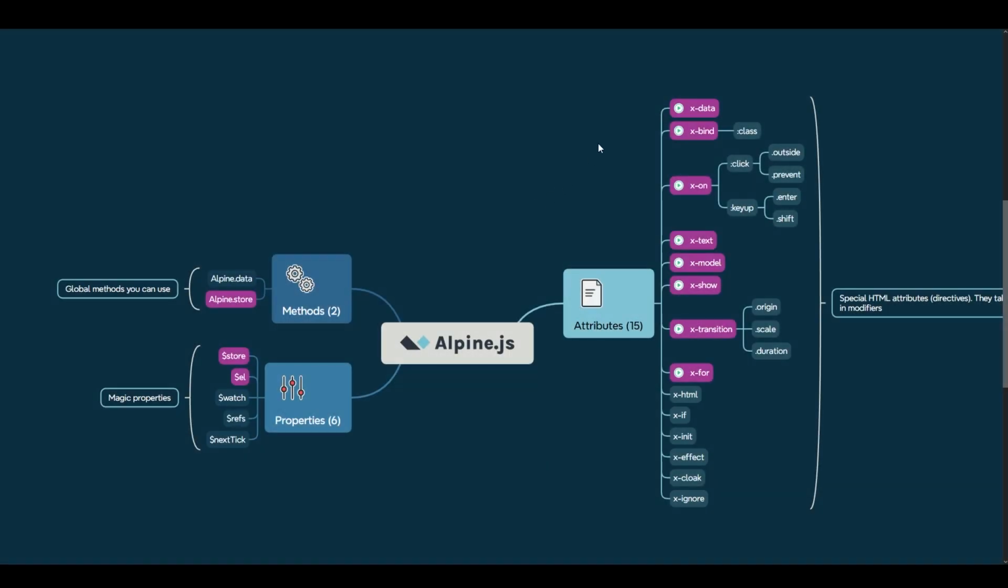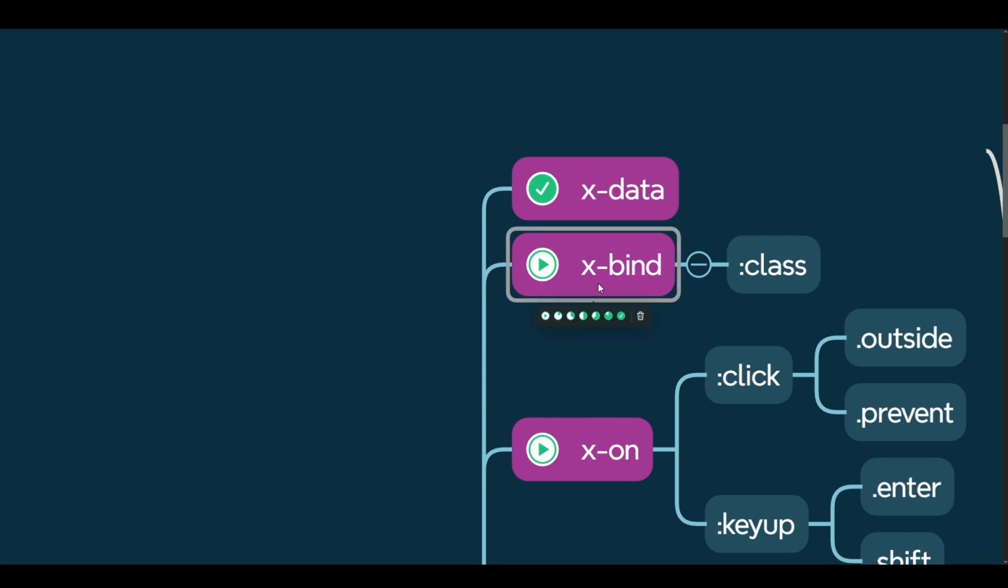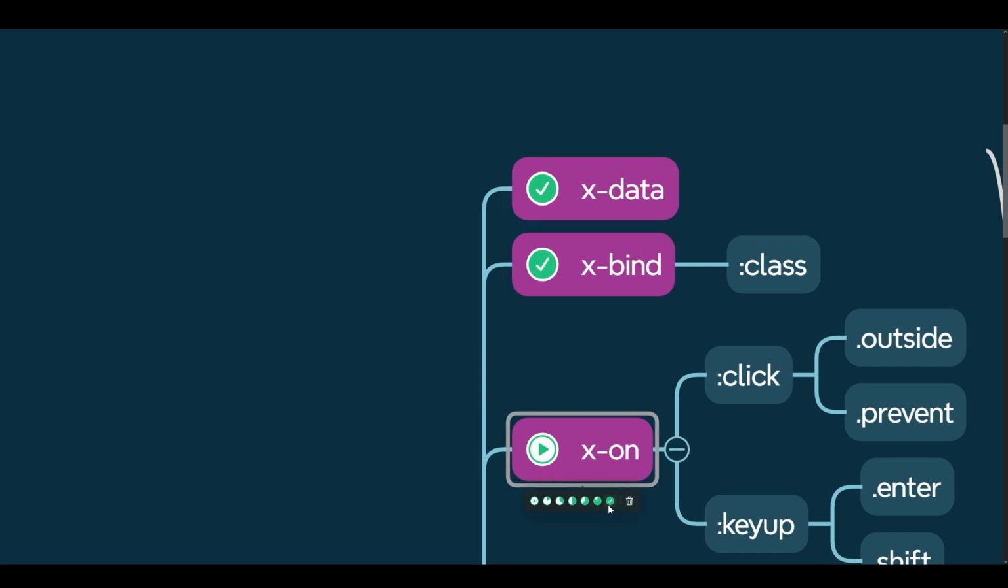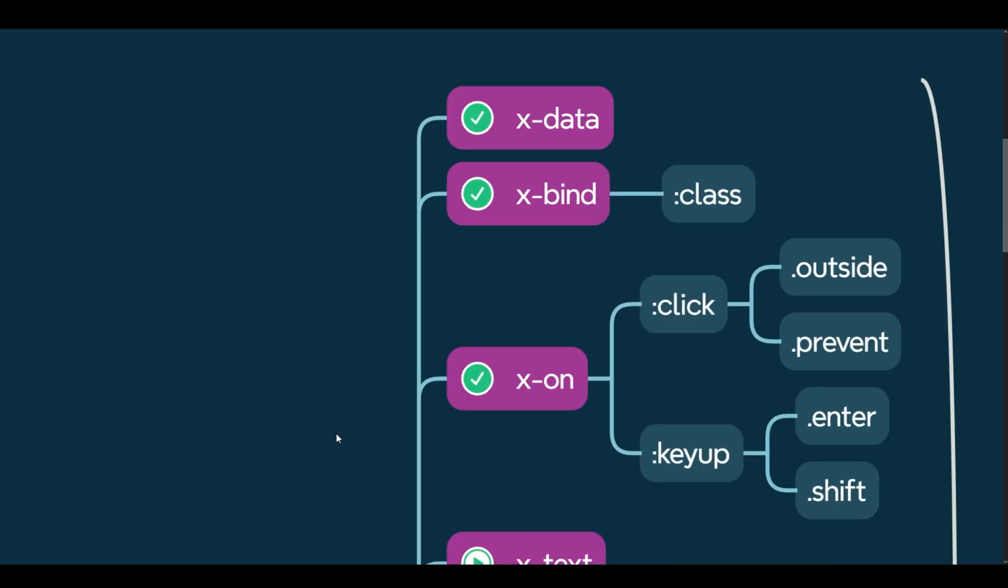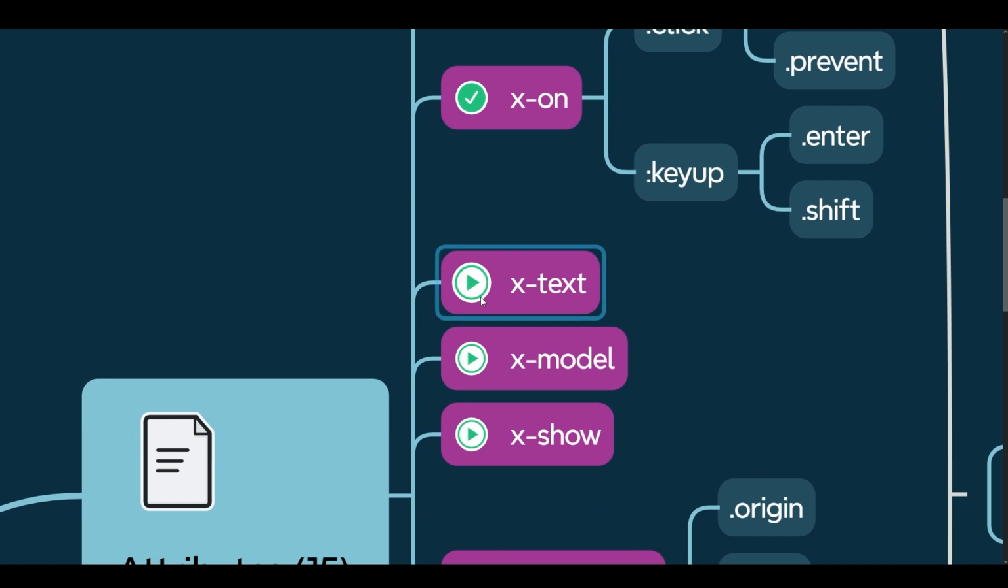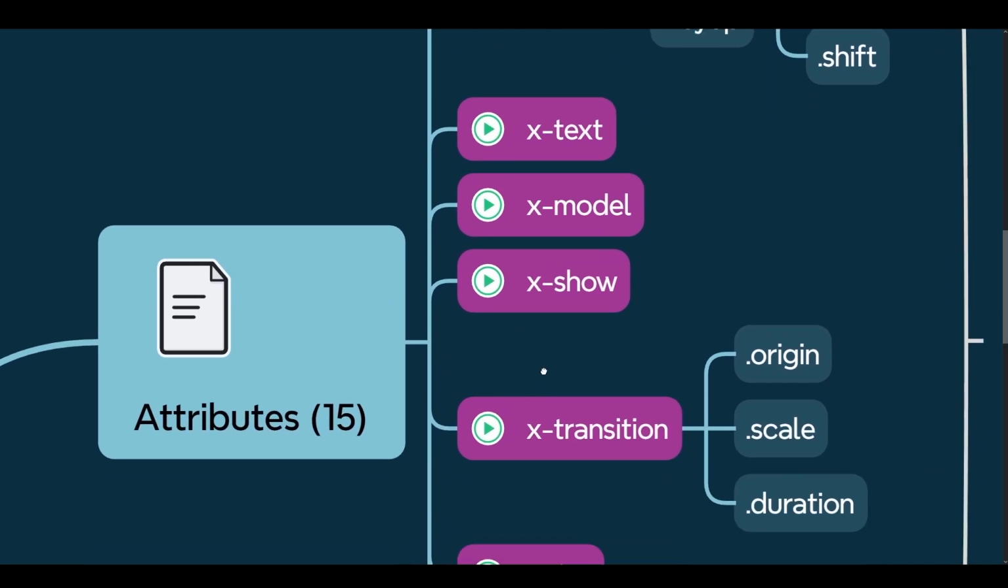In this lesson, we learned about x-data, x-bind, and x-on. So stick with me because in the next one we are going to learn about x-text, x-show, and x-transition.